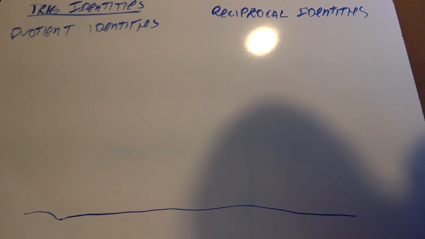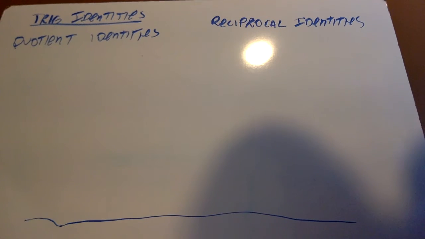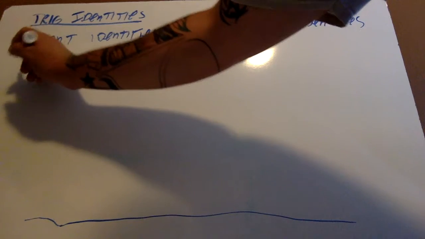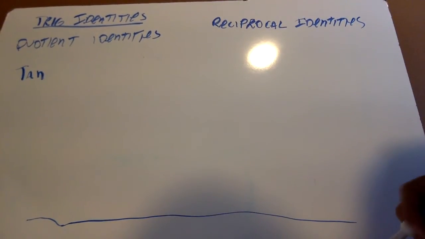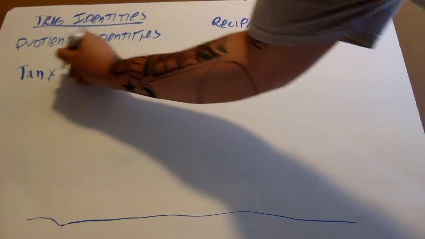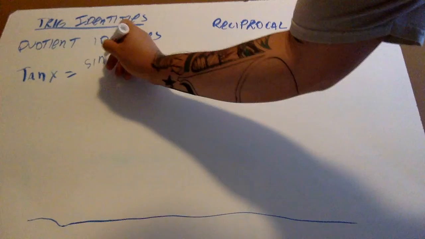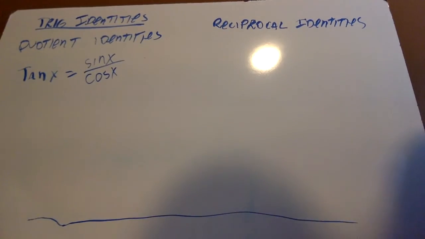Okay, so the first thing we're gonna talk about today is trig identities. First I'm gonna talk about the quotient identities. The first one would be tangent. I'm gonna use x because I think it's easier. So tangent x is gonna be equal to sine x over cosine x.